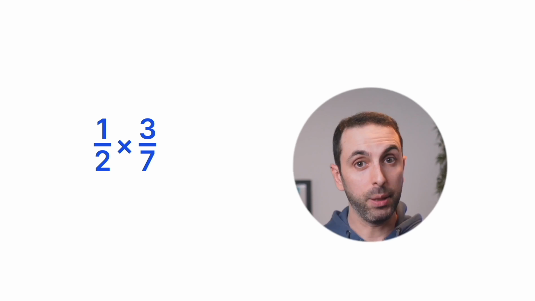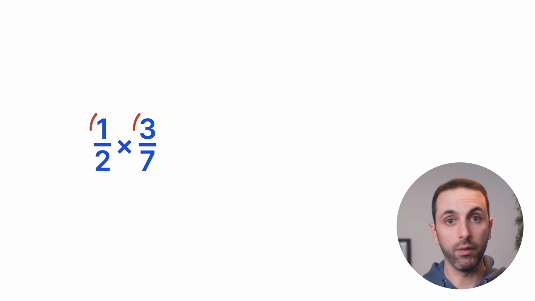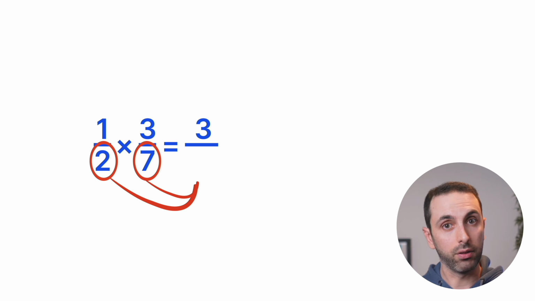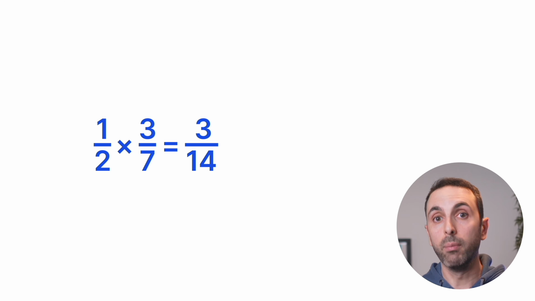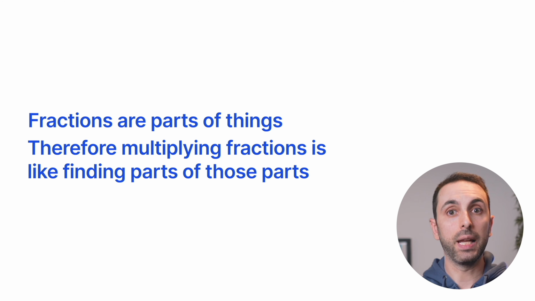Some of you may be familiar that when multiplying fractions, we can just go right ahead and multiply the numerators of the fractions together to get a new numerator, and multiply the denominators of the fractions together to get a new denominator. But why do we multiply them in this way? As many of you likely know, fractions are parts of things. So when we multiply fractions, we can think of it as finding parts of those parts.